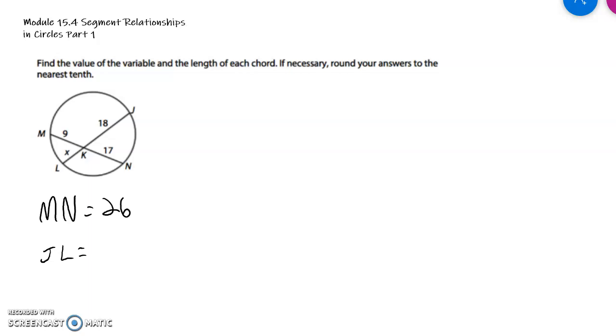When two chords intersect inside a circle, the product of the segments of one chord is equal to the product of the segments of the other chord. Basically what that means is we're going to take 18 times X, we're going to set that equal to 9 times 17. Go ahead and simplify.